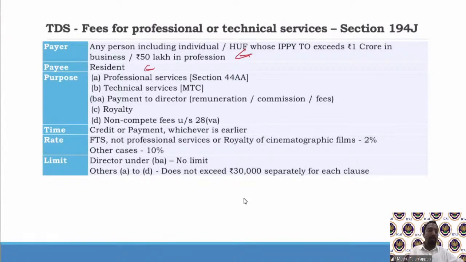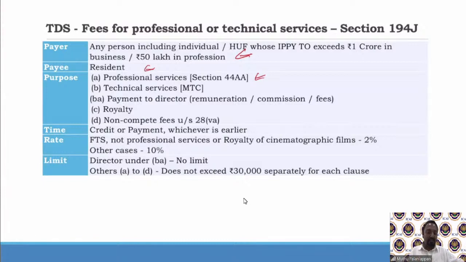The purpose is what is critical here. It talks about a list of various items. It talks of professional services under section 44AA. 44AA specifies various services: engineering, accounting, legal services, medical services. All these are called professional services under section 44AA.